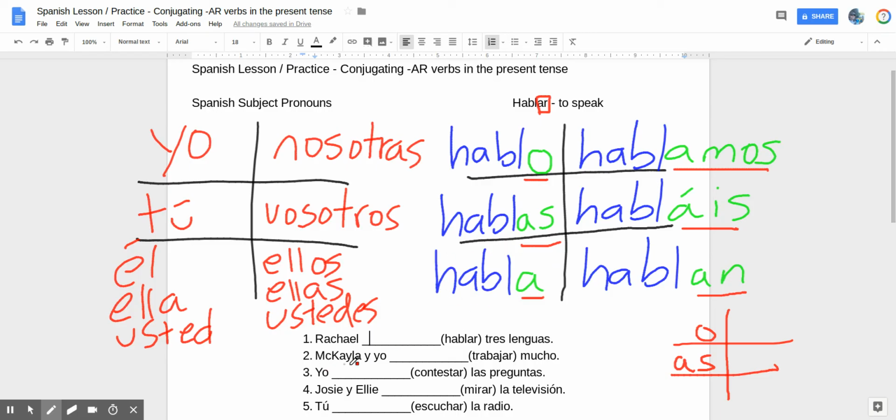The second one has Michaela and I, so again, that's 2 people this time. So I'm going to use the right-hand side of the chart because these are plural. They talk about more than one person. And Michaela and I, that's us or we. And nosotros or nosotras, that means we. So I'm going to use the AMOS version of it right here, which would look like, I'll go ahead and write it down on this one. Trabajamos.